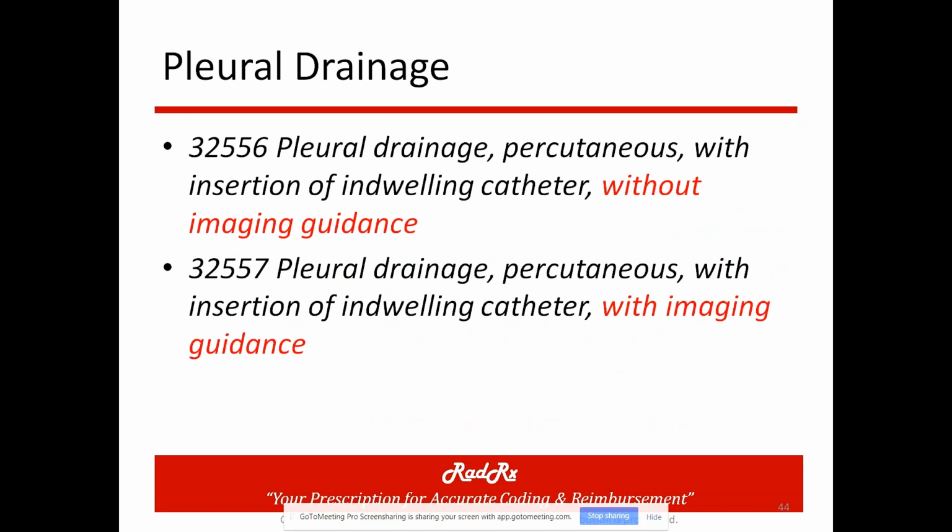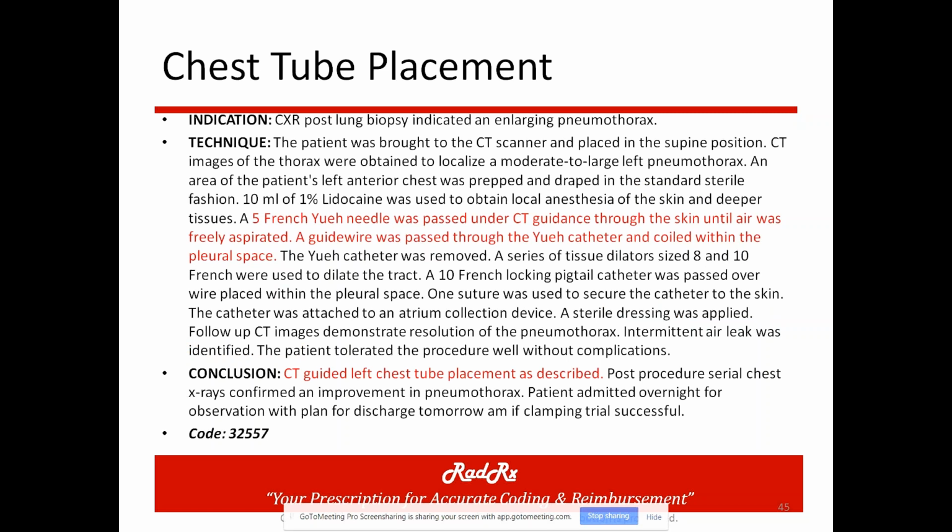So moving along, we are going to look at some other specific codes for drainage. So we have pleural drainage codes 32556 and 32557. Of course, when we're talking about pleural drainage, we're talking about inserting our chest tubes. And the one with imaging guidance is 32557. So here's an example of a chest tube placement where we see that the needle was passed under CT guidance through the skin, a guide wire was passed through the catheter and coiled within the pleural space.